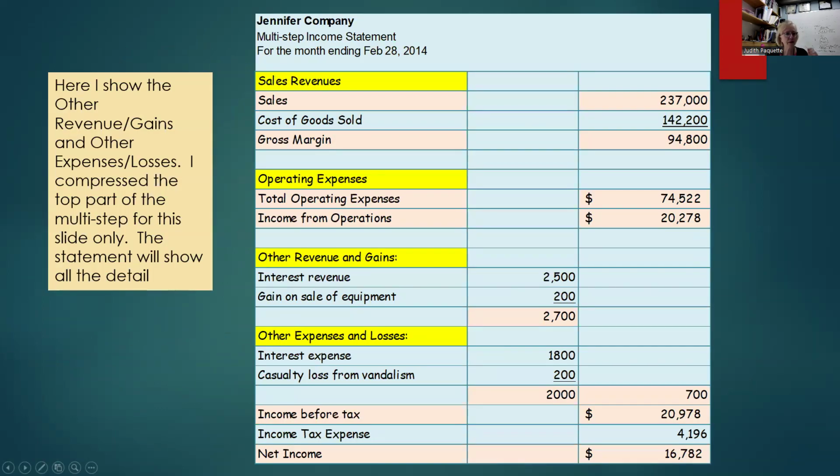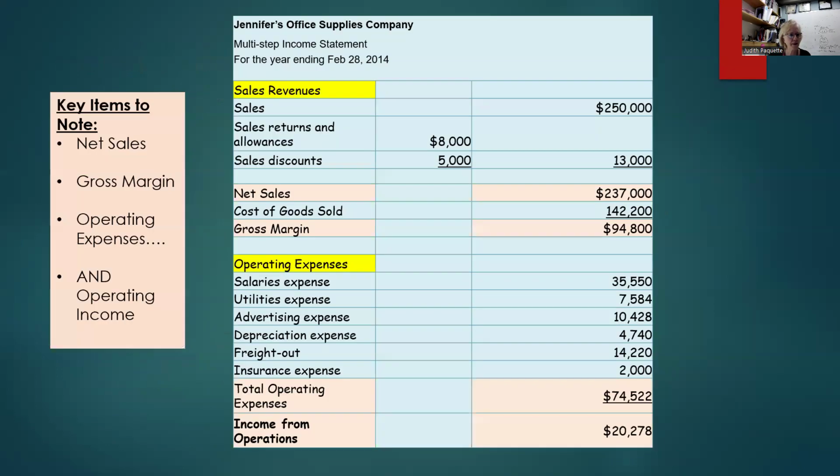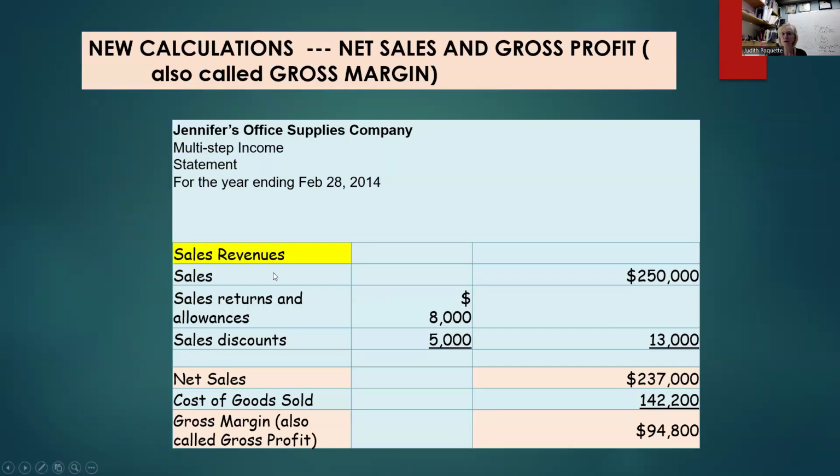Okay, Vanessa, you asked a good question. You said, why does interest expense not count as an operating expense? So let's look at operating income. This is the multi-step income statement. Everywhere you see this pink is a calculation. When it's not pink, it's an actual T account balance.